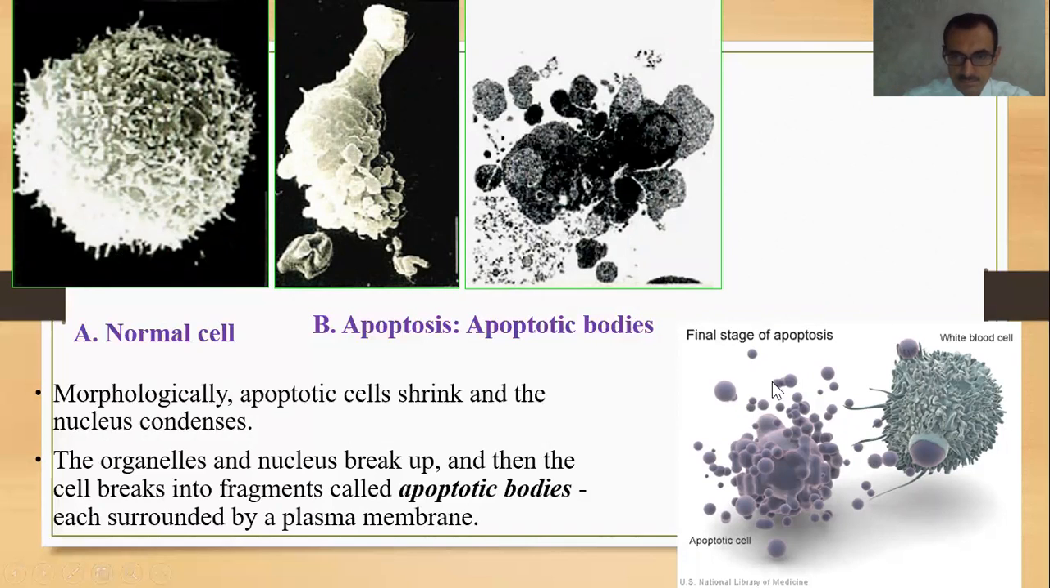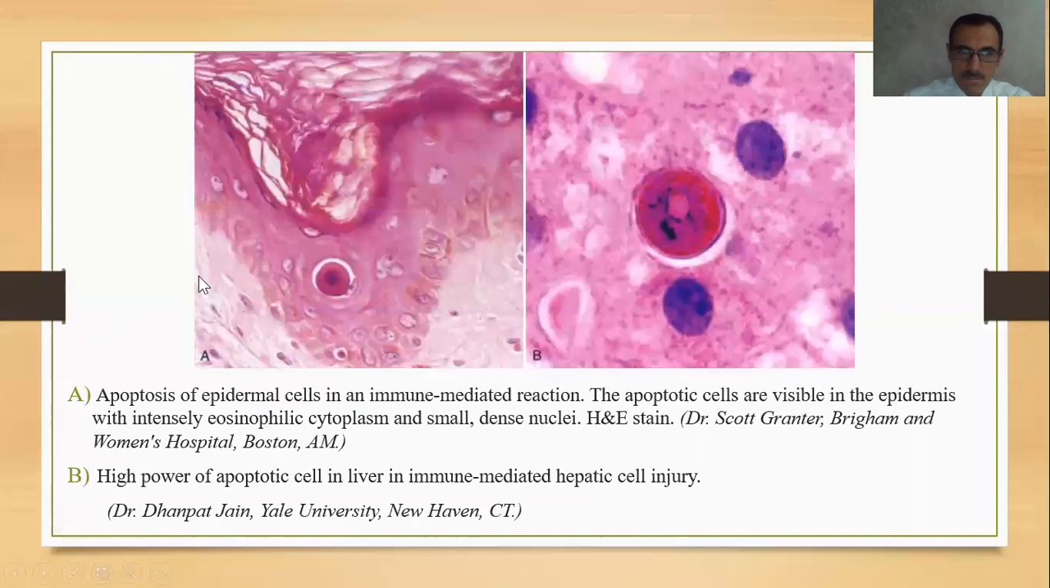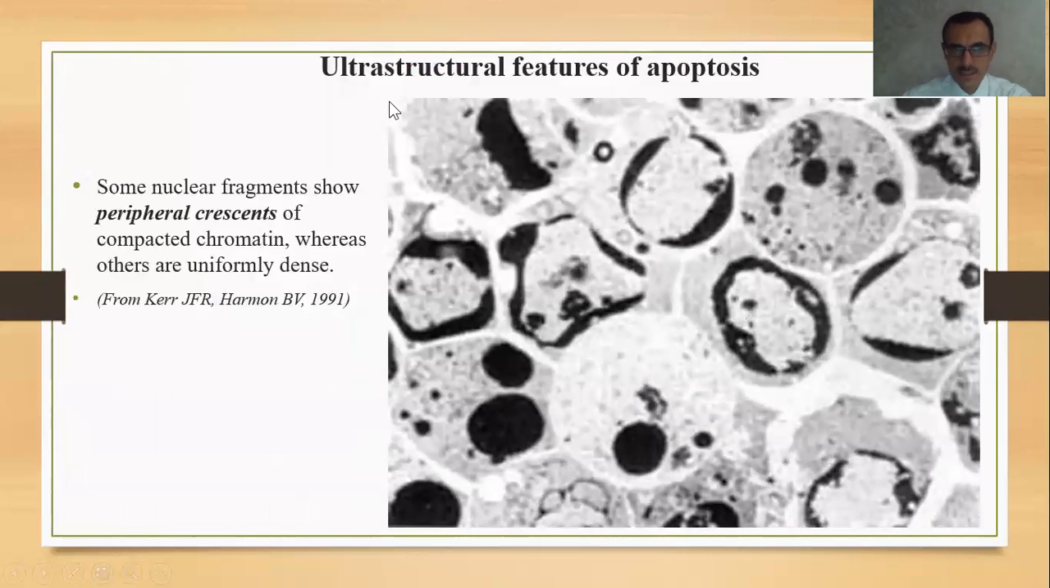Here is a schematic illustration of the final stage of apoptosis, where the apoptotic bodies are engulfed by the macrophage. Here are other figures. First is apoptosis of epidermal cells in an immune-mediated reaction. The apoptotic cells are visible in the epidermis with intensely eosinophilic cytoplasm and small dense nuclei. And here is a high power view of an apoptotic cell in the liver in immune-mediated hepatic cell injury. Ultrastructural features of apoptosis: some nuclear fragments show peripheral crescents of compact chromatin, whereas others are uniformly dense.